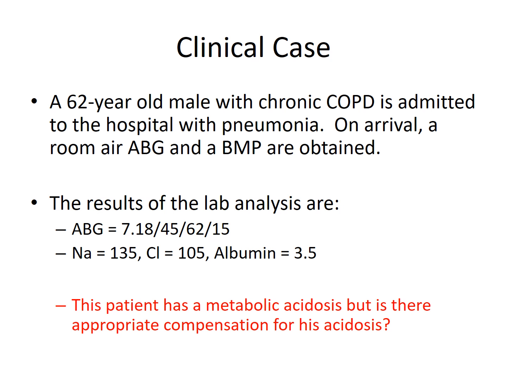If you said no, there is not an appropriate compensation, you'd be correct. Using Winter's formula, the CO2 concentration should be approximately 30, whereas on the ABG, the CO2 concentration is 45, so it's not compensated.